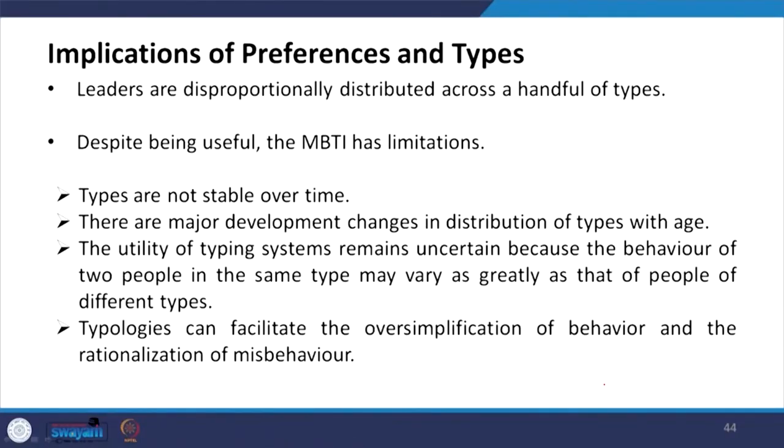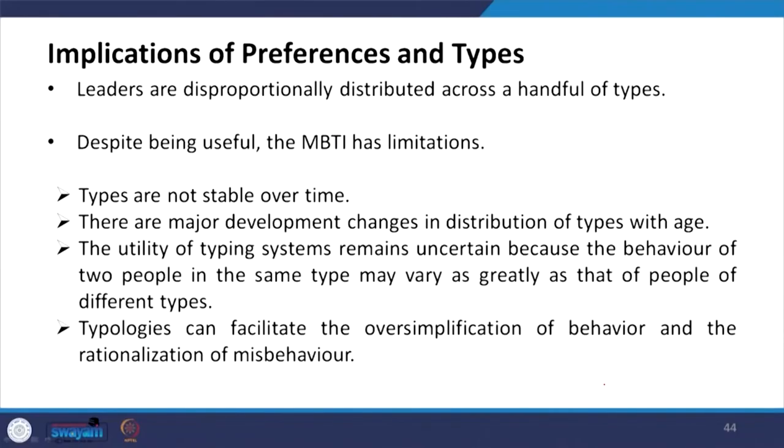Now, the implications of the preferences and types are that leaders are disproportionately distributed across a handful of types. Despite being useful, the MBTI has limitations. Every model has limitations. They have practical implications and limitations. We have to see what type of practical models can be applicable to us, and then what limitations we have to avoid.